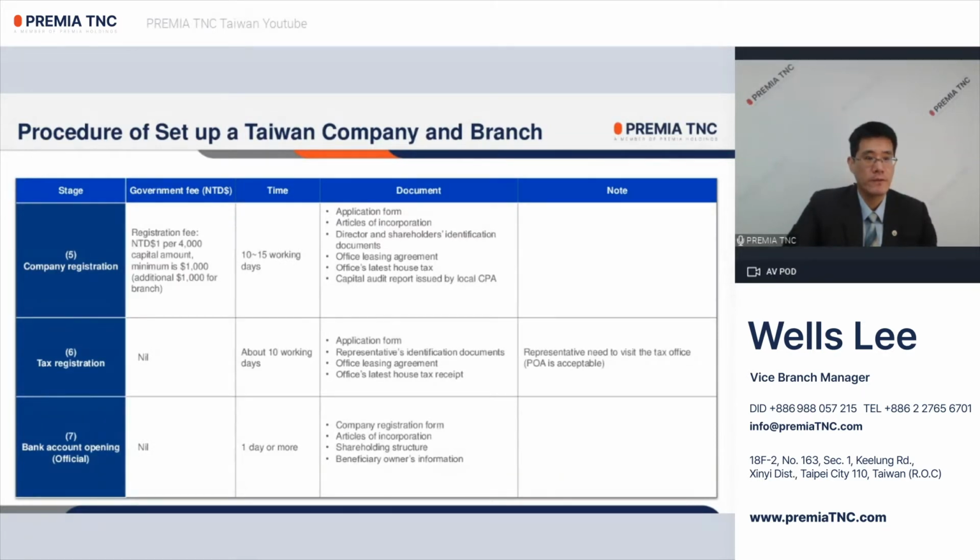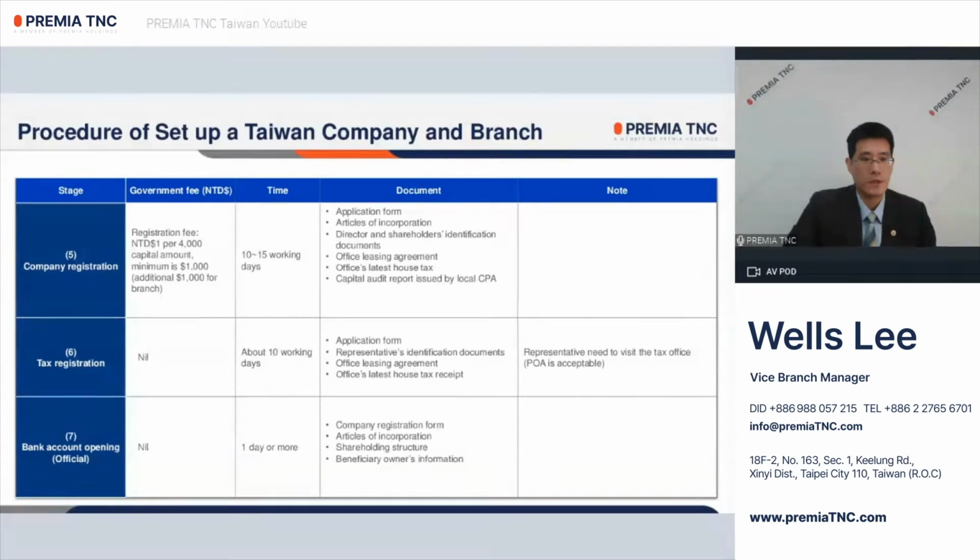Step 5 is to file the company registration. The government fee is calculated based on the capital amount, which is 1 Taiwan dollar for every 4,000 of capital amount. The higher capital amount will result in the higher government fee. The registration process will take 10 to 15 working days.